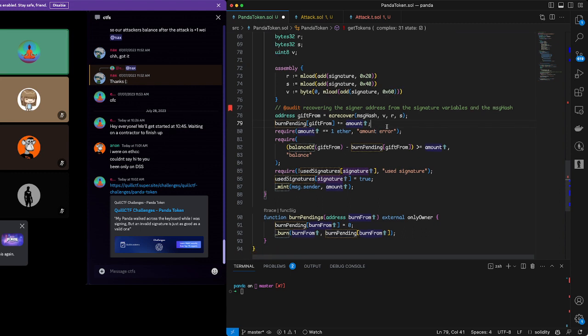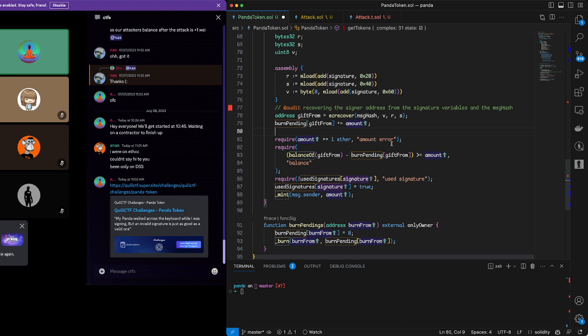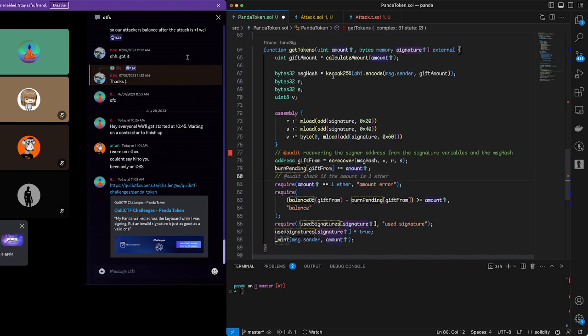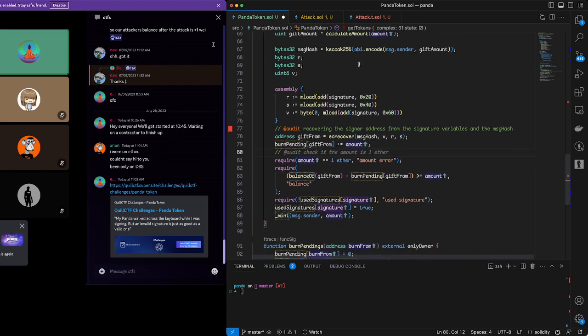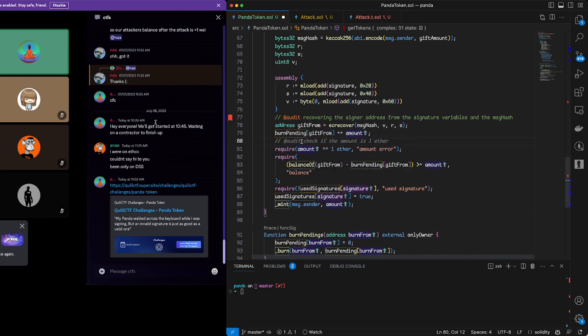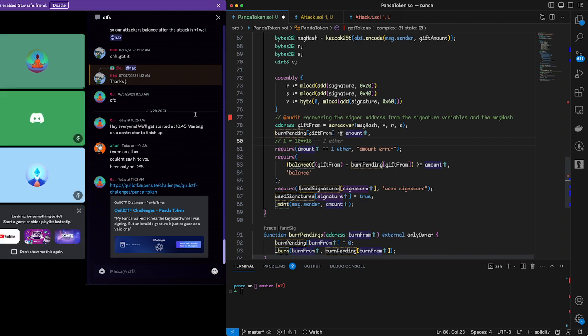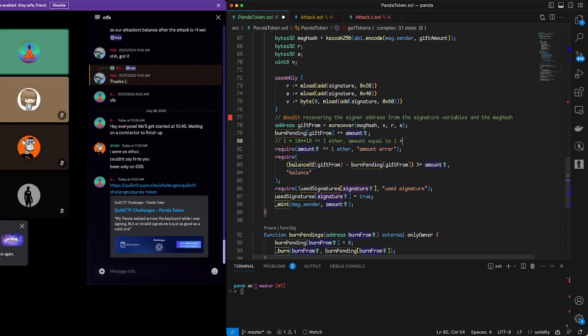And then this is an interesting line, require amount equals 1 ether. So this is an ERC20 contract, so we're not actually moving around ether, right? What we're moving around is Panda tokens, however they define that. And so really, this 1 ether is just casting the number to be 1 times 10 to the 18. So essentially what this is saying is amount should be equal to 1 times 10 to the 18 Panda tokens.